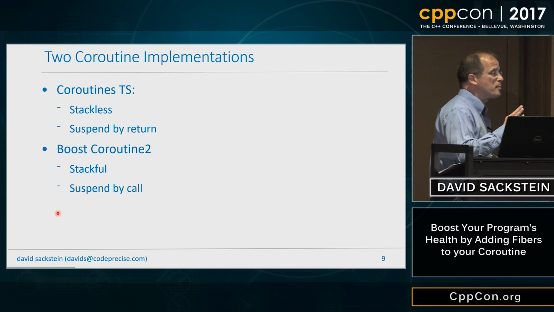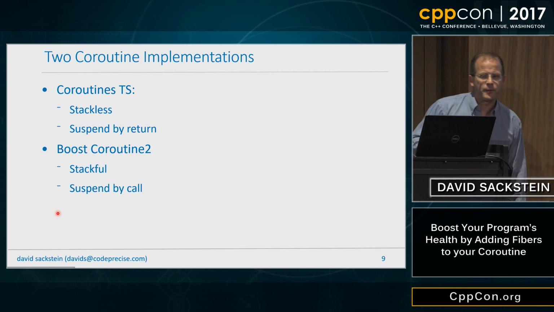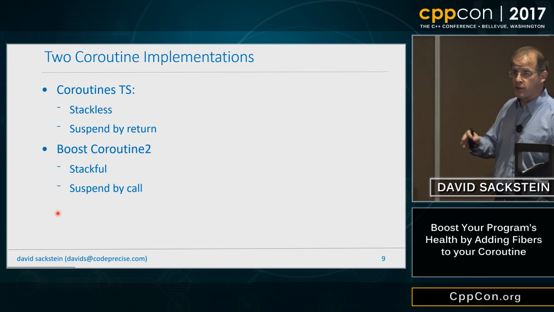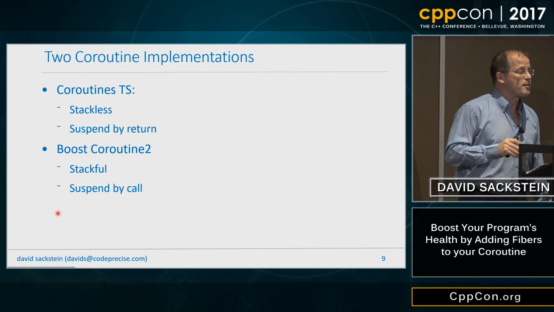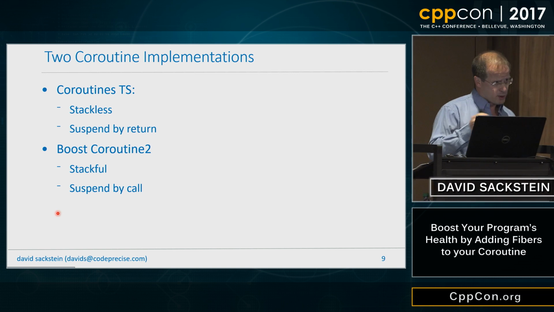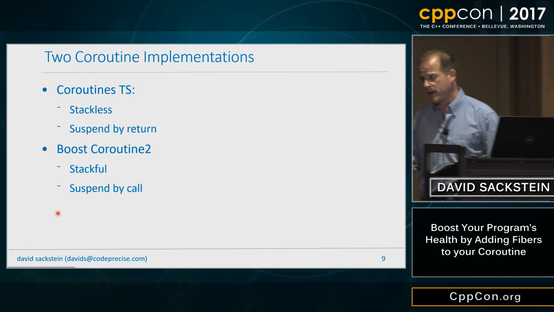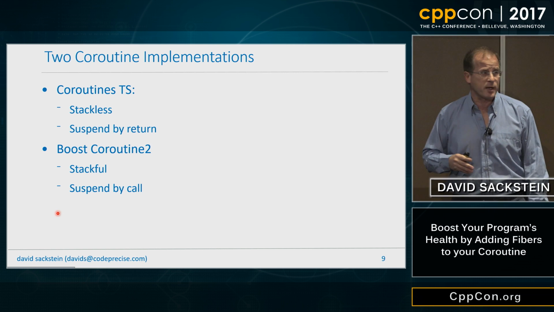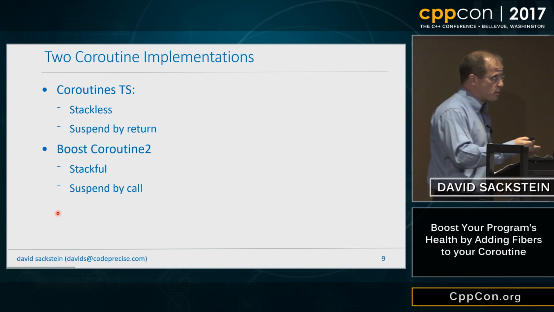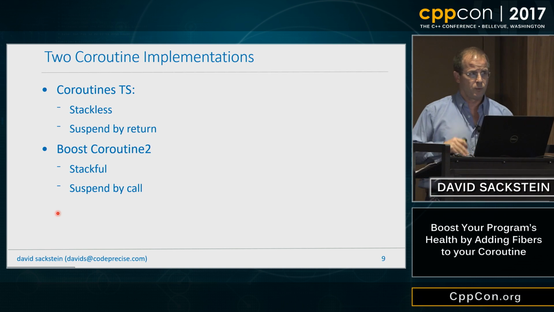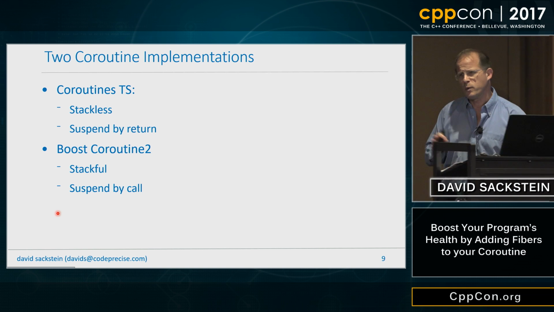Okay, so we have two implementations of coroutines that I'm going to talk about here. One is the Coroutines TS, which is in the process of being standardized. And the other is Boost Coroutine 2. Boost Coroutine has been upgraded and is now deprecated. I recommend you use Boost Coroutine 2, which has a similar API with some limitations.